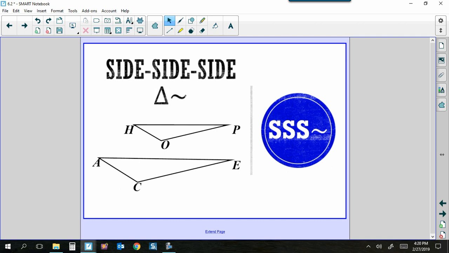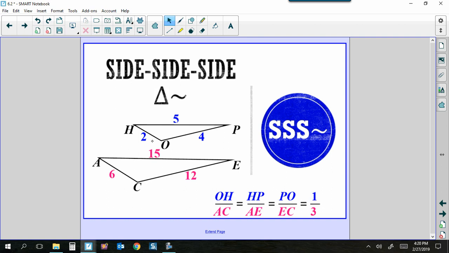So I'm going to go ahead, I just use random numbers. Again, they don't have any significance. Let's say the OH is 2 and AC is 6. Well, looking at those, I could say that this is a 1 to 3 ratio because 2 over 6 is 1 over 3. Then let's look at HP. If I say HP is 5 and AE is 15, well, 5 over 15 would also reduce to 1 over 3. And then lastly, if I look at PO and compare it to EC, I get 4 over 12, which reduces to 1 over 3.